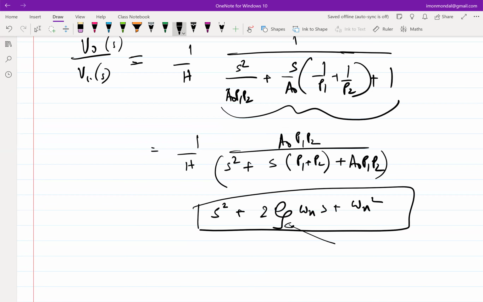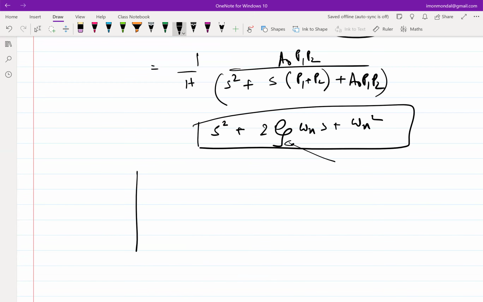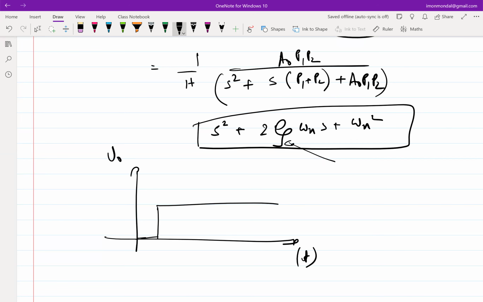Damping ratio, right? So if zeta is, for example, 0, and I hit the system with a step, V naught, then what you'll expect is that the output will start oscillating. It need not necessarily be oscillating around 0. It can do weird stuff. It can do this and keep oscillating, right? So this is zeta equal to 0.